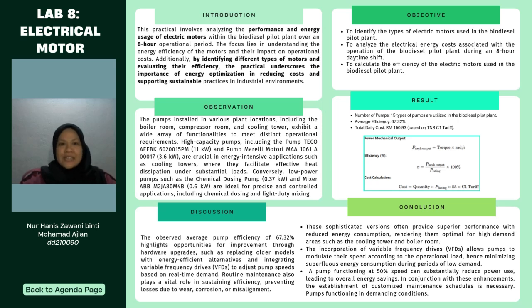By observation, 15 types of motors were found. Motors range from high power, 11 kilowatts for the cooling tower, to low power, 0.37 kilowatts for the dosing pump. For the result, the average motor efficiency is 67.32% and the total daily cost is 150 ringgit and 93 cents.